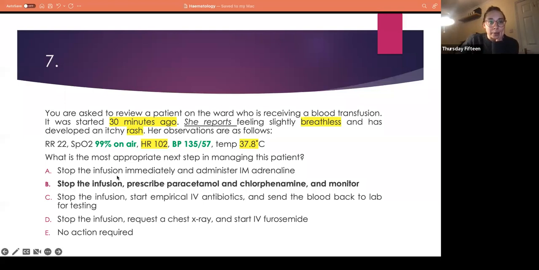And it is important that we treat this lady, because it's unpleasant to be sitting there feeling breathless and itchy, and you don't want it to develop into a more serious allergic reaction, so you want to stop the infusion and monitor the patient.